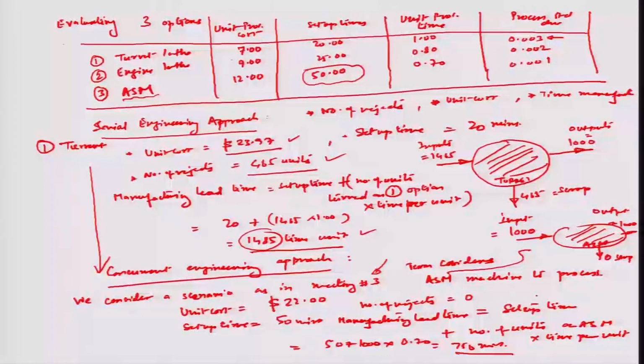So earlier it was 1485 minutes, and now it is about 750. So about half, okay. And that also at a price which is more or less similar. The price is not changing much. You see, $23.97 per piece was the price which one could get on the turret lathe, and about $22 is the unit cost which could be gotten on the automatic screw machine. So in fact, it is for the better that the cost also is going down by maybe a dollar or so, and you are able to get a much lower manufacturing lead time, at a much lower cost, in a scenario where the number of rejects is zero or the quality is very high.